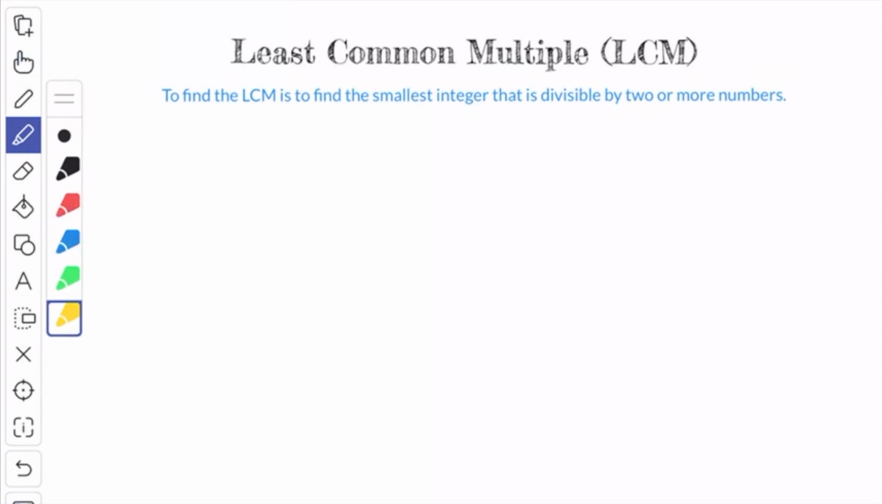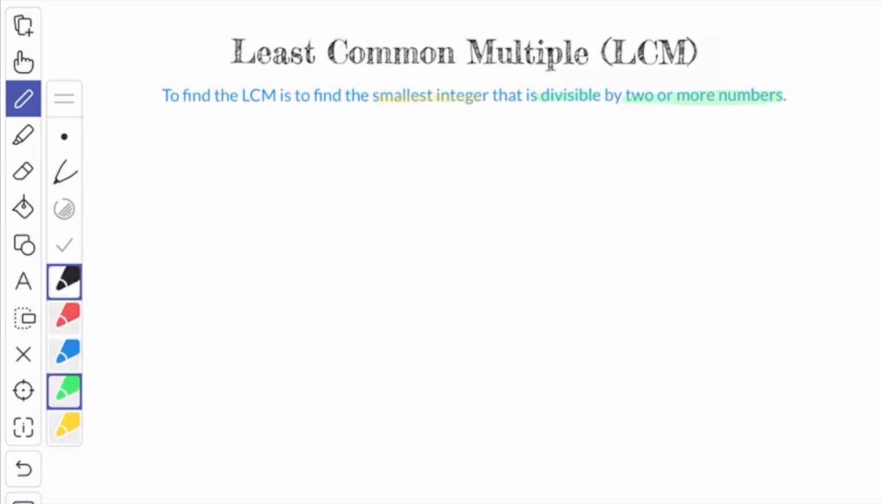Welcome back, playground learners. Today we're going to learn how to identify the least common multiple. To find the least common multiple is to find the smallest integer that is divisible by two or more numbers.